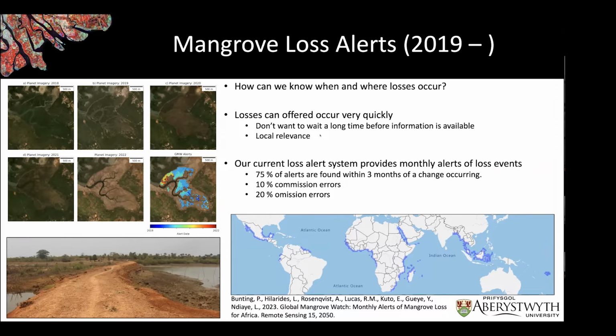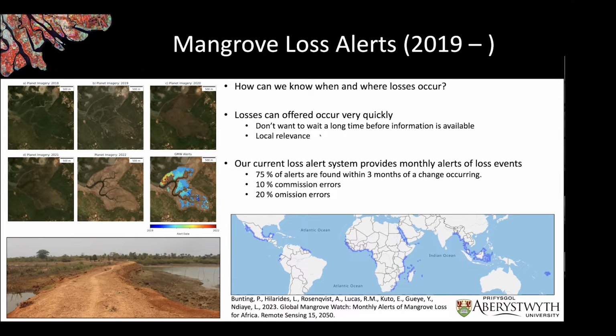So losses can occur quite quickly if you have a large erosion event or if people are cutting. And the real heart behind this product is to try to improve the local relevancy of some of the data sets we have on the Global Mangrove Watch portal. So this processing is run on a monthly basis.